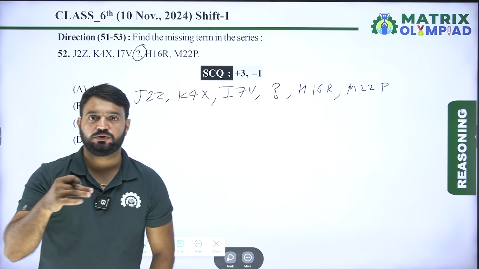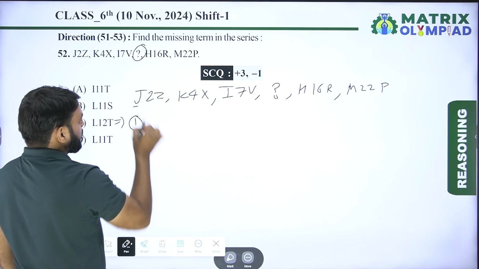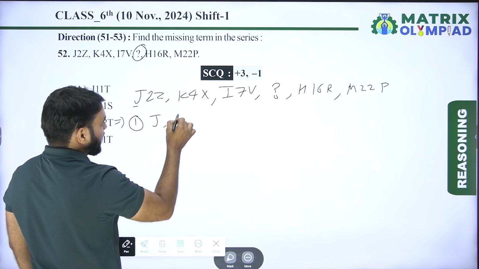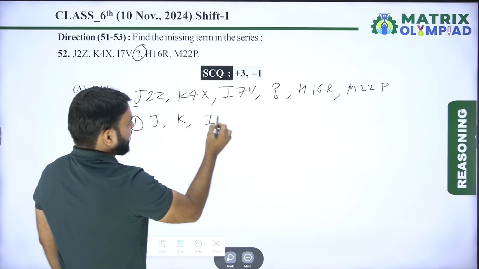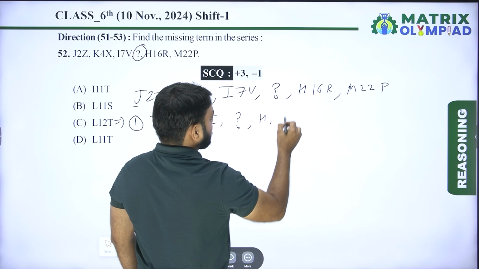So what is the pattern used in this series? Taking the first alphabet of each term: the first alphabet of the first term is J, of the second term is K. After K, next is I. After I, next is missing. After missing, next is H. After H, next is M.